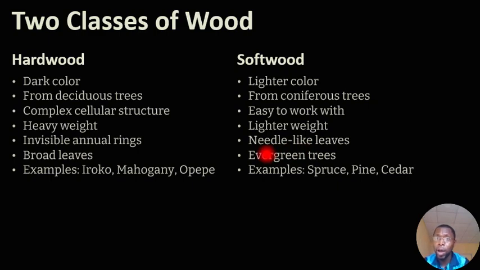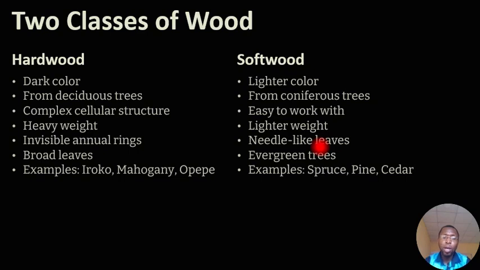When you see the leaf of a softwood, it is very, very tiny. Needle-like. You know what a needle is, right? You know how tiny a needle is. That is how the leaf of a softwood looks. Tiny leaves. And they have evergreen trees. Their trees are evergreen. They don't change color. They're always green. Some examples of softwood are gotten from spruce, pine, and cedar.